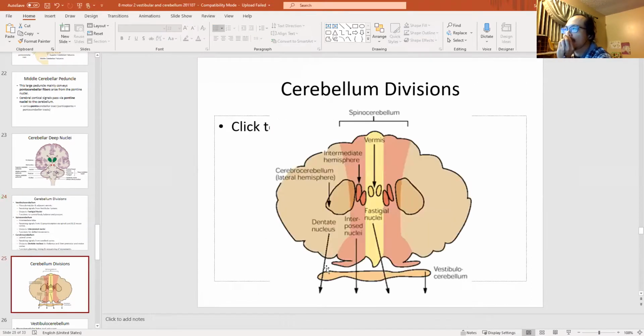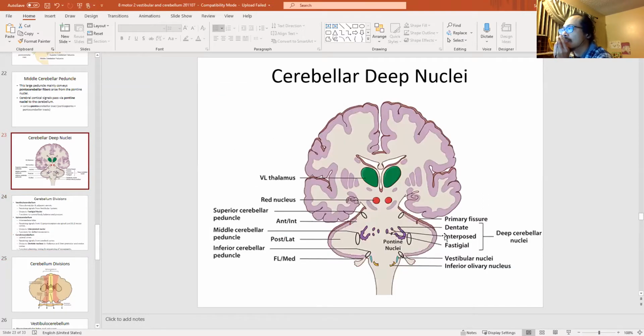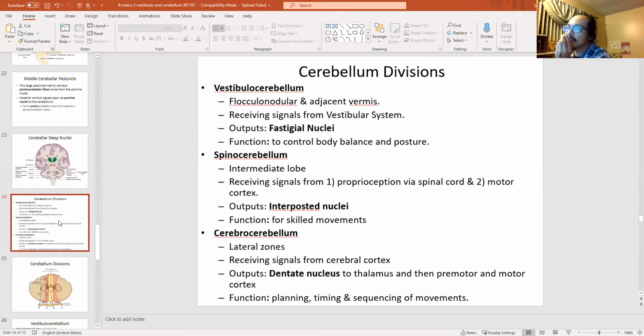And then they send to here, and then through which peduncle? Through the inferior cerebellar peduncle. Right? And they send to here, process it, and then send out. The output is sent through this deep nuclei called the fastigial nuclei. So that is this one here. So that is the fastigial nuclei. And then send out to where? Send out back to the vestibular nuclei and also the reticular formation.